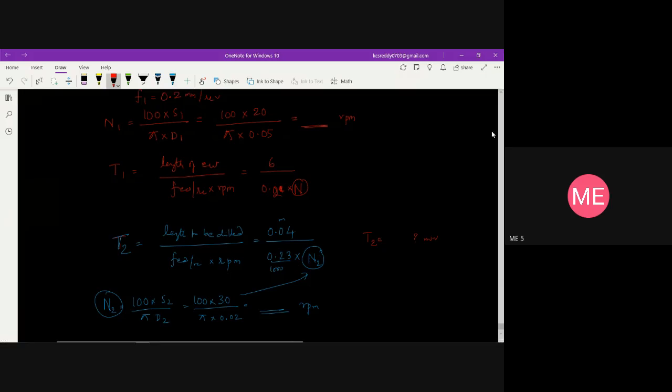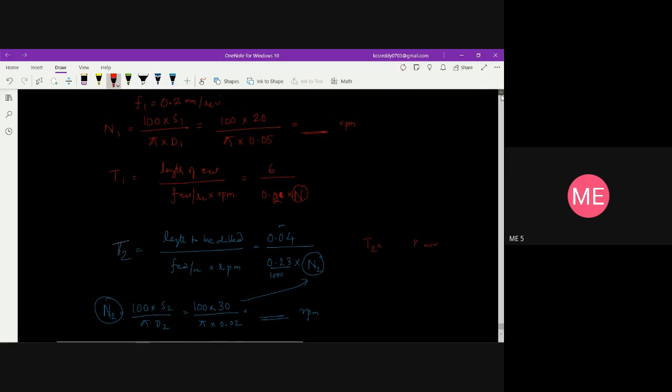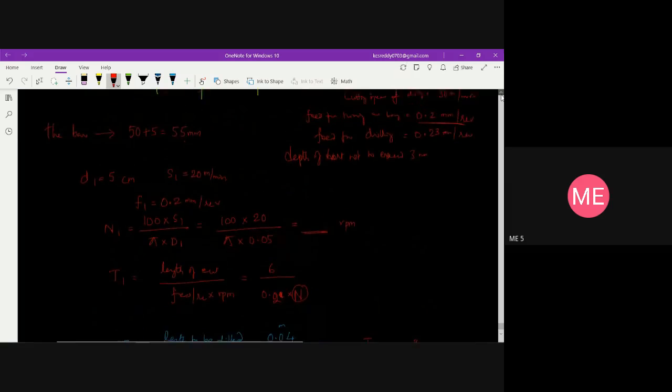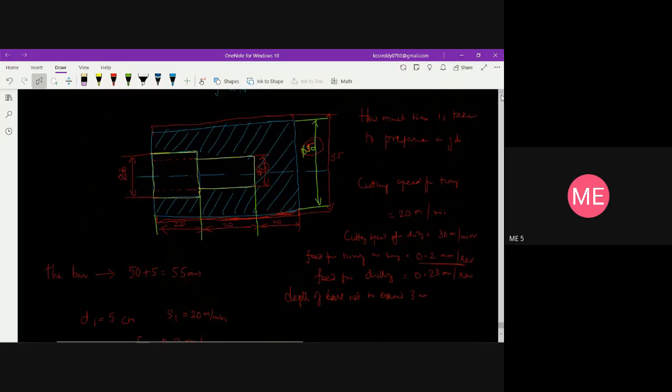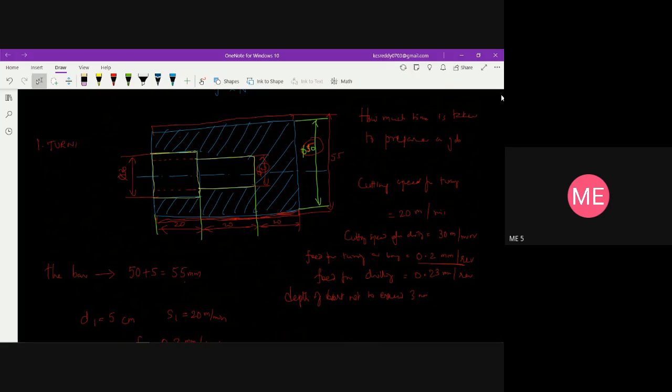Likewise, this is the second step we are going to do. First we have done the turning operation. So this job requires 3 operations. One is the turning operation, the second one is the drilling operation, and the third one is enlarging the drilled hole, that is, you can say boring. So enlarging the hole to the given diameter of 30.